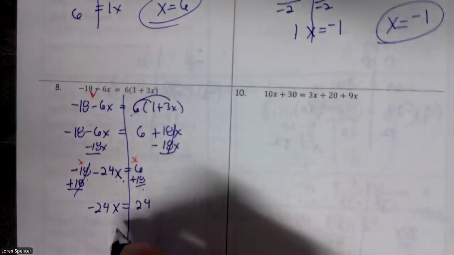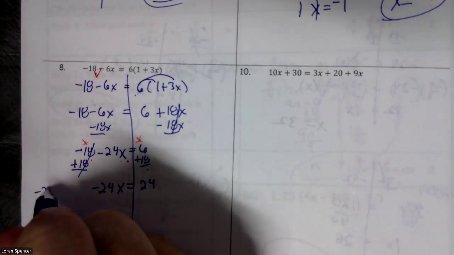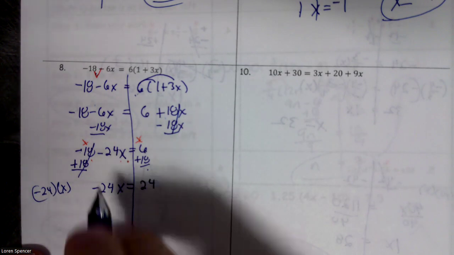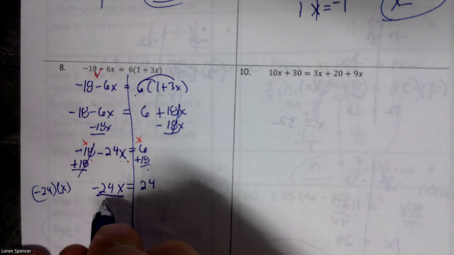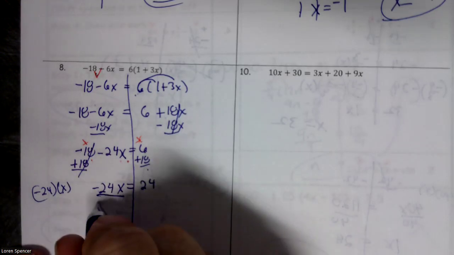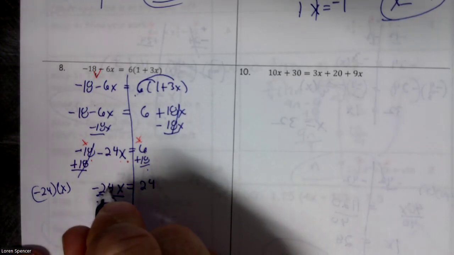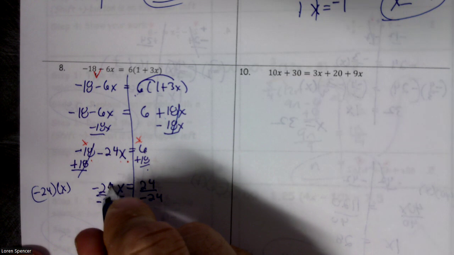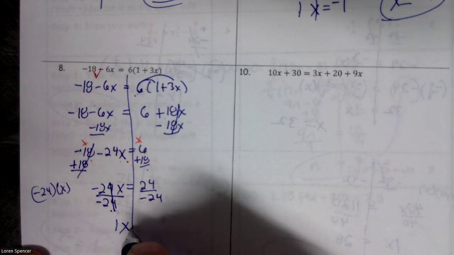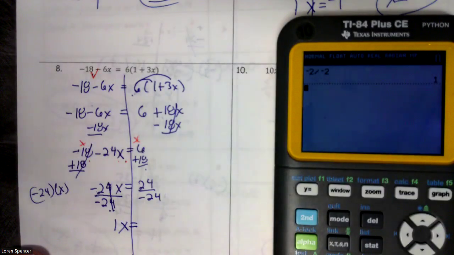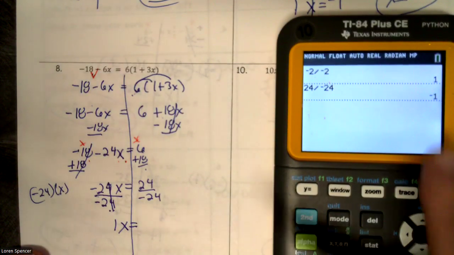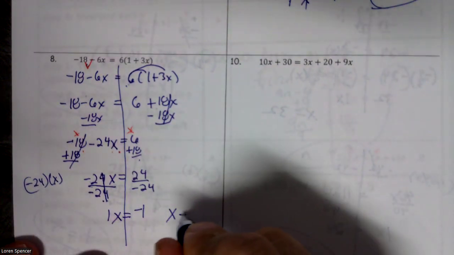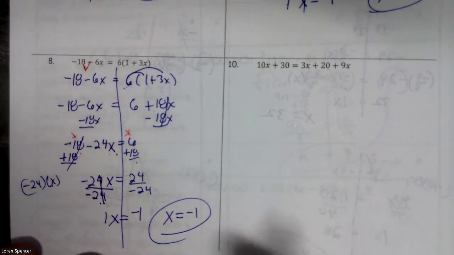And I end up with negative 24x equals 6 plus 18 is 24. Well, this is the same as having negative 24 parenthesis x. It's the same as multiplying. So I have to undo the multiplication, and I undo the multiplication by using the opposite operation of multiplication, which is division. And since this is a negative 24, this has to be a negative 24. This becomes a positive 1x, and 24 divided by negative 24 is negative 1. So our final answer is x equals negative 1.